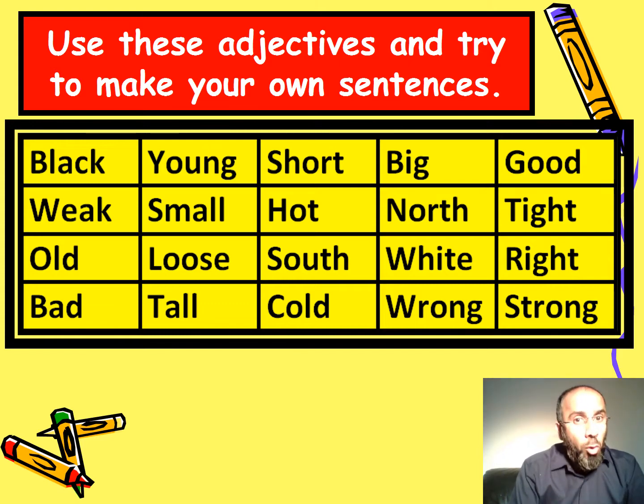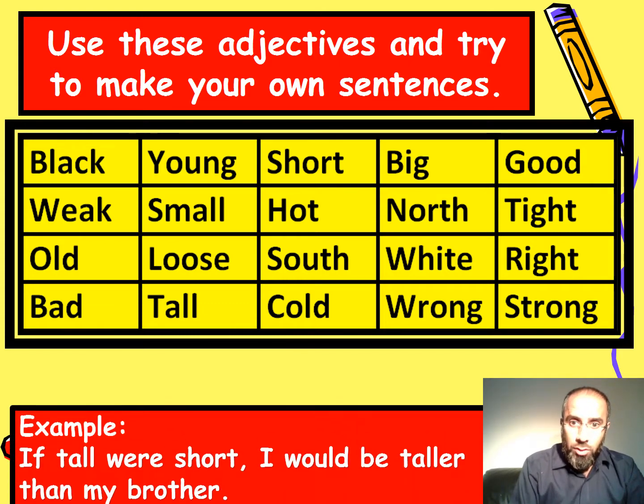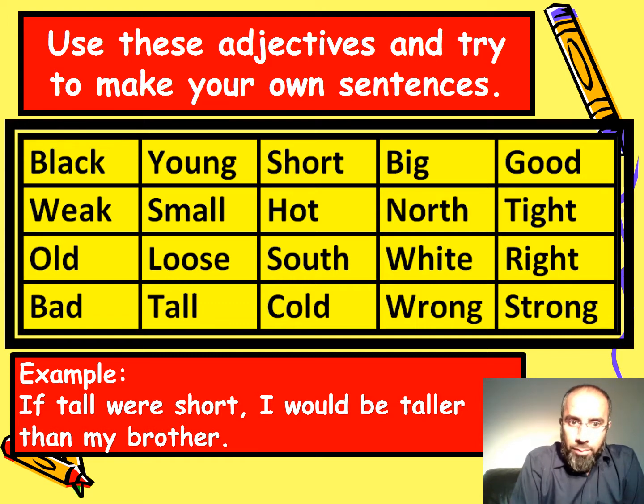Okay, so I would like you to pause this video now and try to make your own sentences using these adjectives. Okay, so we have this one more example here. For example, if tall were short, I would be taller than my brother. Now in real world, tall is not short, tall is tall. And also in real world, I'm not taller than my brother. Okay, so I would like you to pause the video and make your own sentences. Okay, you've got an example here.